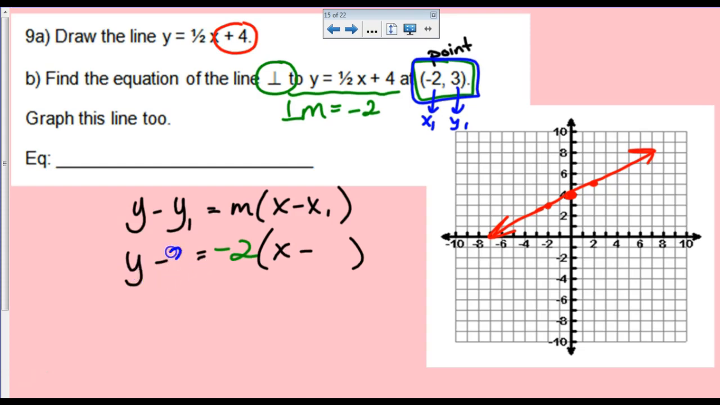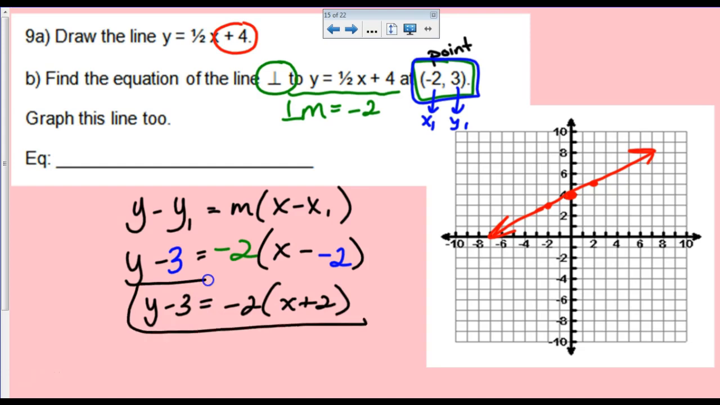Y minus the y coordinate equals slope times x minus the x coordinate. Now you do have to do a little bit of cleaning here. So we got y minus 3 equals -2 times x plus 2. And it doesn't say what form they want the equation in. So this is technically an okay answer, but sometimes I get tricky and I ask you for other forms, right? So are you flexible enough to go to the other forms? I don't know, let's see.